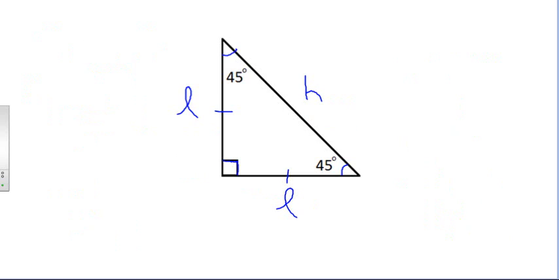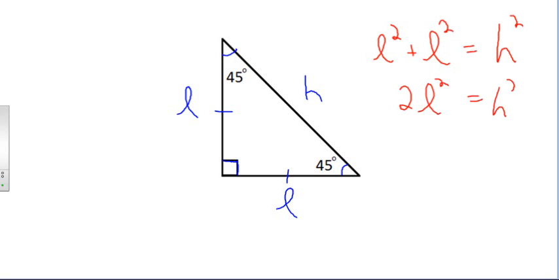Just to show that, let's try it one more time, this time with the variables. If I do L squared plus L squared using the Pythagorean theorem, I know I'm going to get my hypotenuse squared. L squared plus L squared is 2L squared, which is equal to my hypotenuse squared. So when I solve for the hypotenuse, I will square root both sides to get my hypotenuse is equal to the square root of 2 times the square root of L squared, which is just L. I always get the length of the leg times the square root of 2.